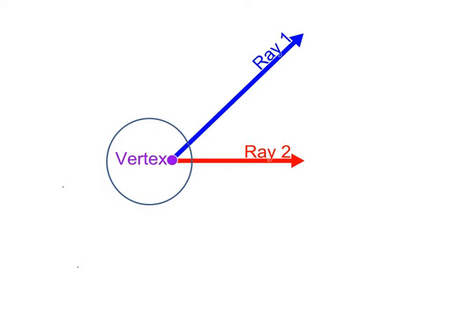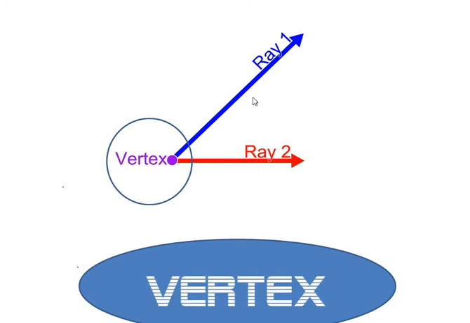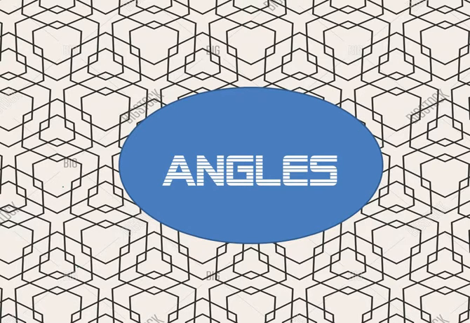In this case, as we can see, we've got two rays that come together at this point, or shall I say, the vertex. When two lines meet at a point or vertex, an angle is formed. We're going to discuss different kinds of angles.